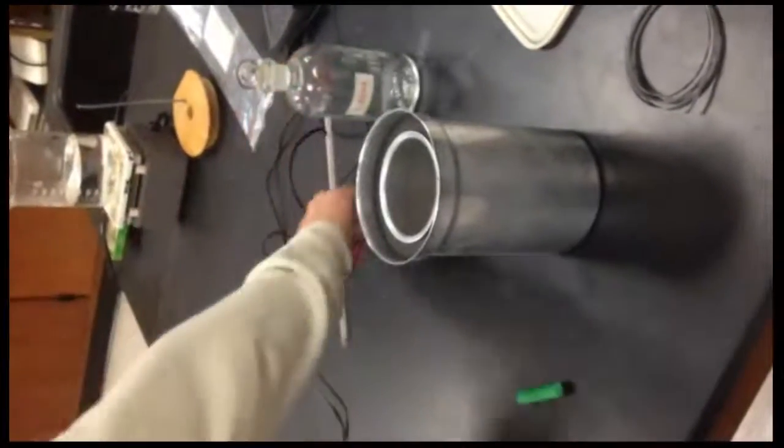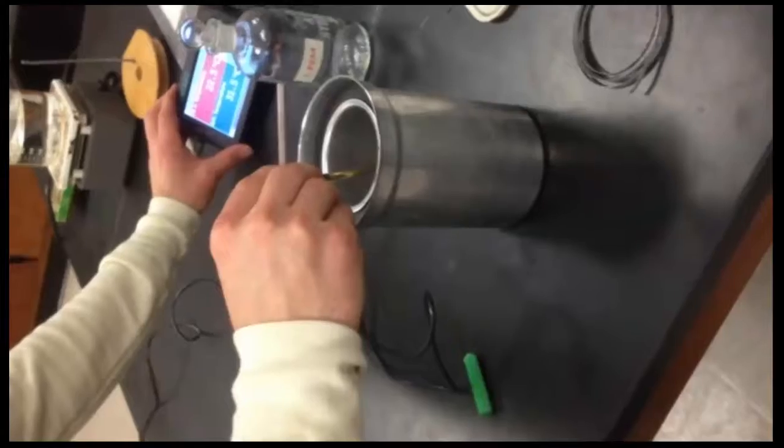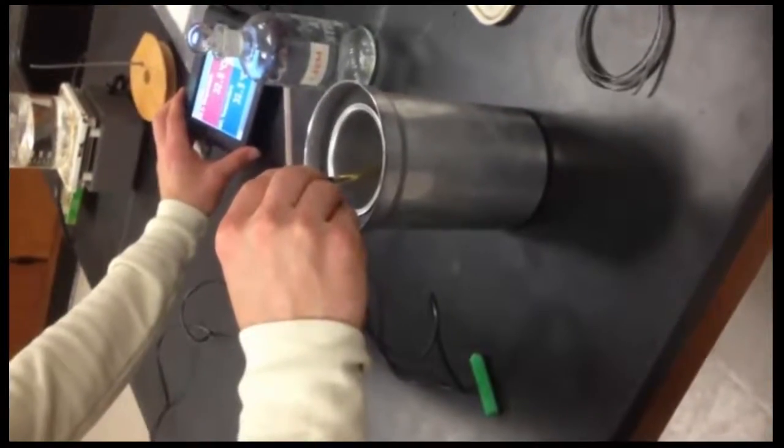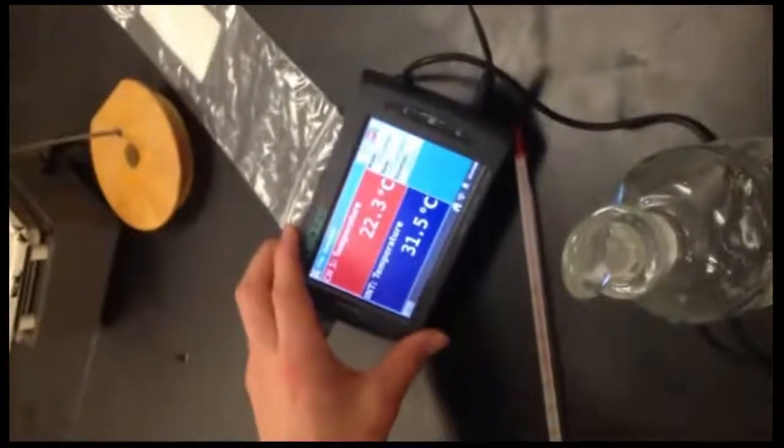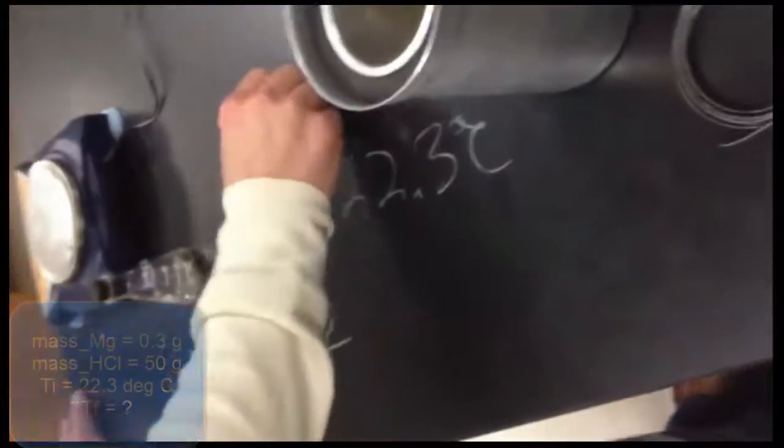Okay. I'm going to take an initial temperature reading of my hydrochloric acid and let it simmer. It looks like my initial temperature, we'll say 22.3. So TI is 22.3 degrees C. We need to know TF. And our mass of magnesium was 0.3 grams. So here we go. I'm going to drop it in.